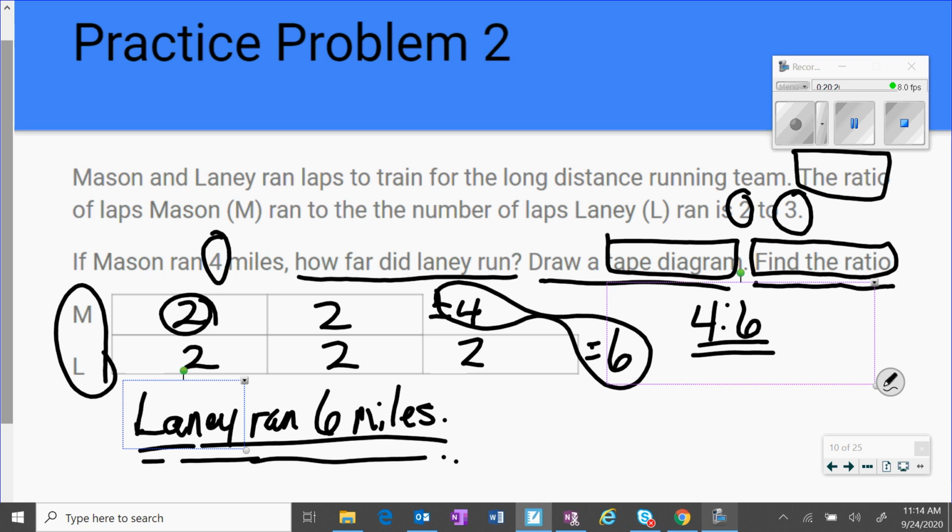Okay, I want to point something else out about the EngageNY modules. Most of the time what they're going to do is give you one data set, and then ask you a series of questions off of that same data set. So you'll notice in part B, it's going to change things a little bit, but it's still talking about this. So what ratio are we going to use for part B?